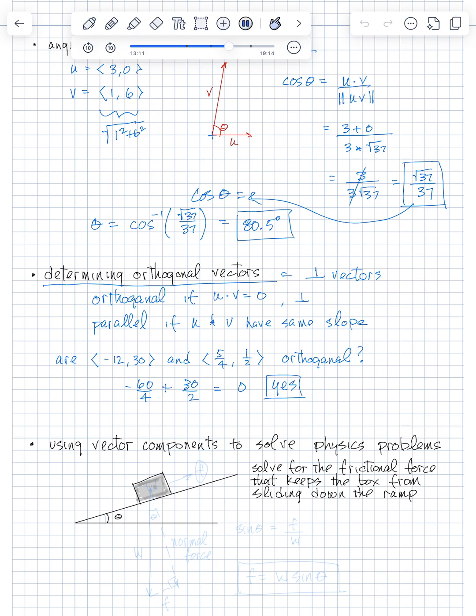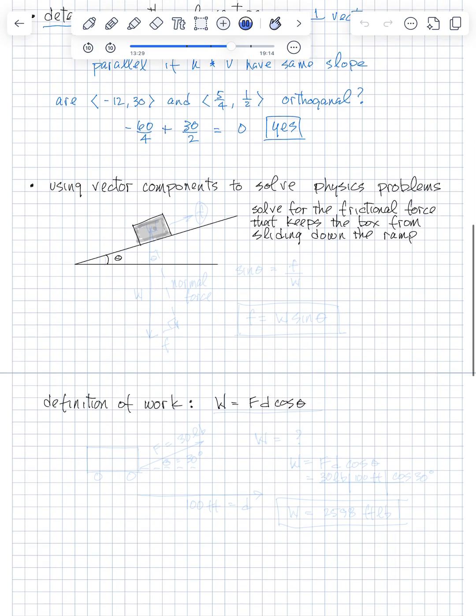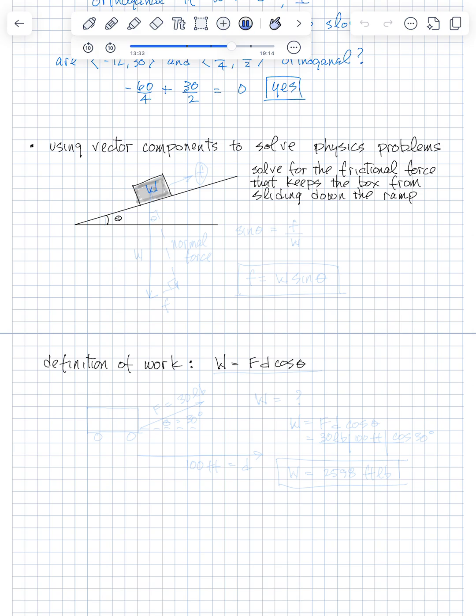Okay, now we're going to look at a couple of physics problems. So we're going to be using vector components to solve actual physics type problems. And so the first one, I want to solve for the frictional force that keeps the box from sliding down the ramp. So the box has a weight we'll call W. We don't know what it is. But when we draw force vectors, weight is always straight down, and that's always going to be the hypotenuse of the right angle. And so we'll just draw our vector straight down. We'll call this vector W.